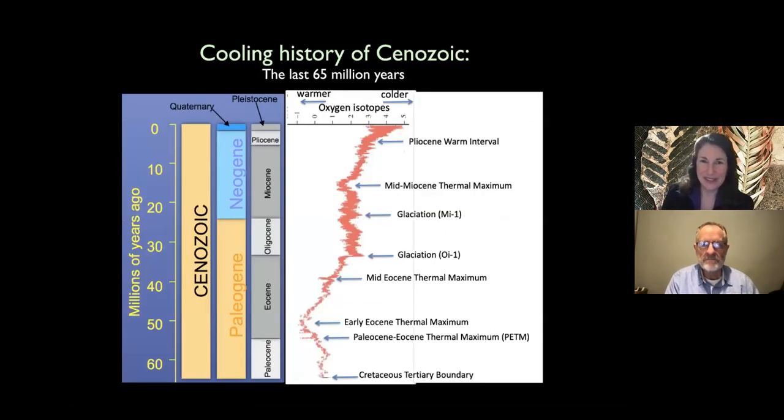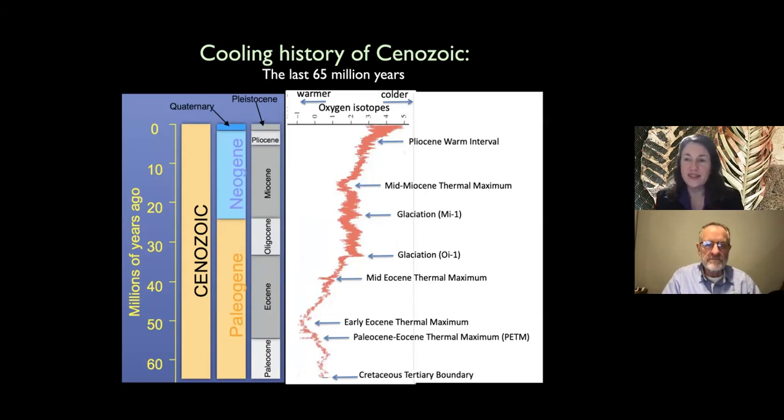So this is the cooling history. You can see the Cretaceous-Paleogene boundary down the bottom, where the extinction of the dinosaurs occurred. And you can see warmer to the left and colder to the right. In the Cretaceous, you can see the Paleocene-Eocene thermal maximum as quite a dramatic warming event. And then the early Eocene was the most recent greenhouse climate, before we start to see cooling.